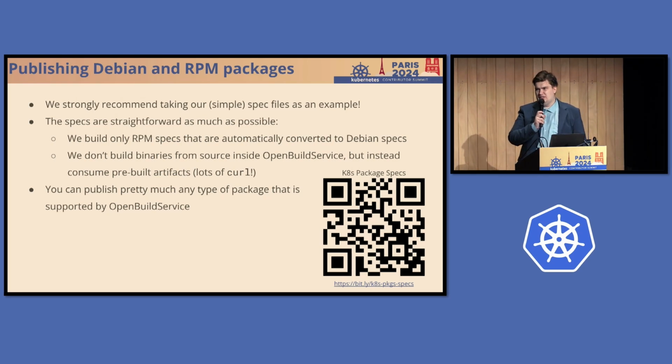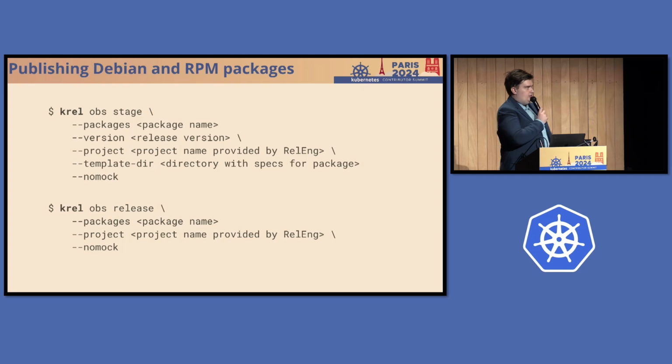So there's lots of curl. And that's actually the recommended way because it's easier to maintain your pipeline and to ensure that you have it consistent everywhere. And also you can publish pretty much any type of package that is supported in OBS. We talk about Debian and RPM here because that's what we use so far. But if there's anything else on OBS that would work for you, please let us know and we can give it a try.